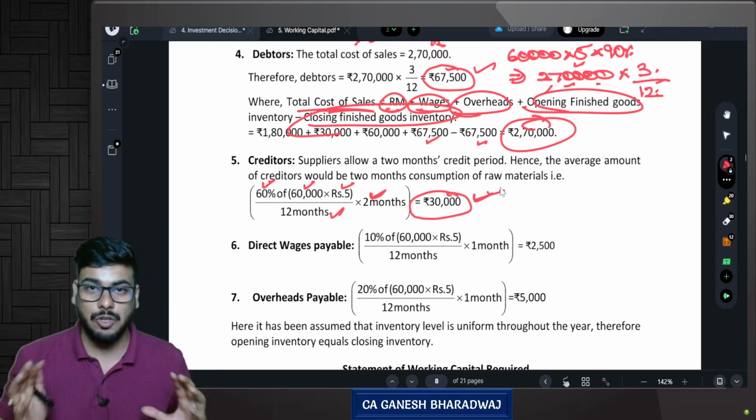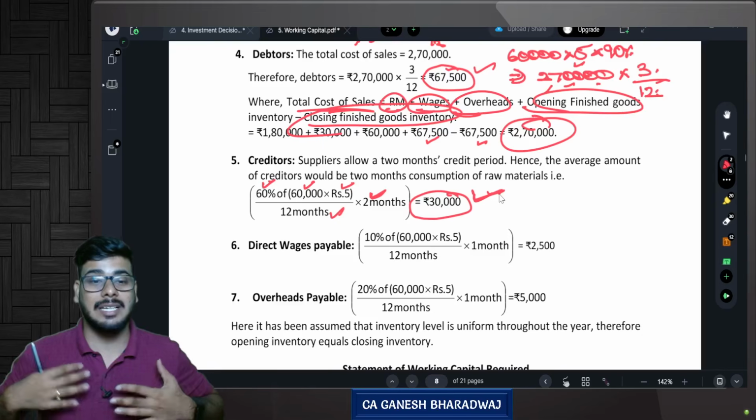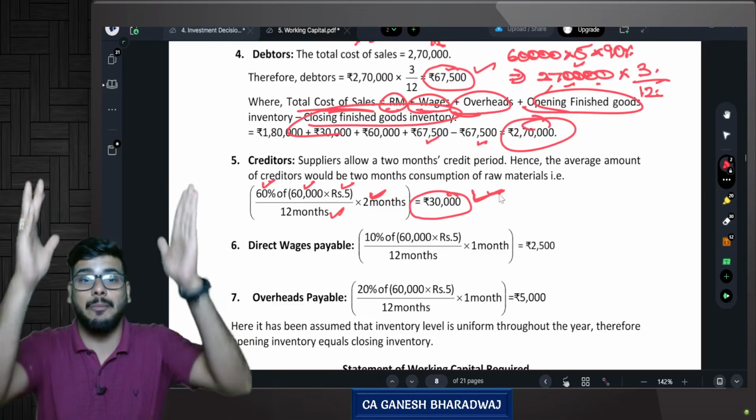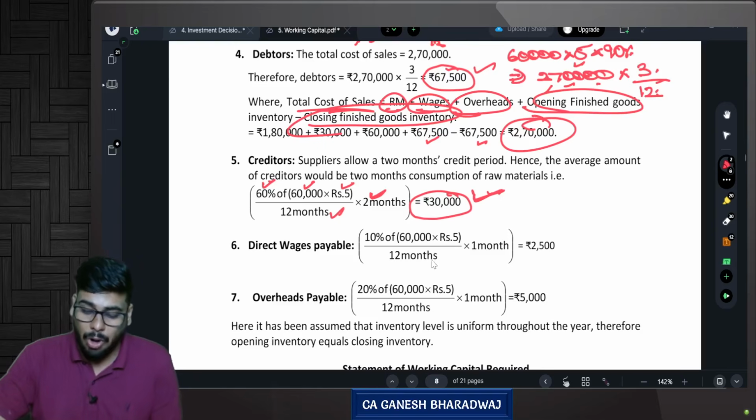So this 30,000 rupees, I am subtracting it. Why? Because to this extent, my creditors are saying they will finance it for me. This is not a cost. I'm saying about the amount of funding and investment required. Next. Now, they have also said something.